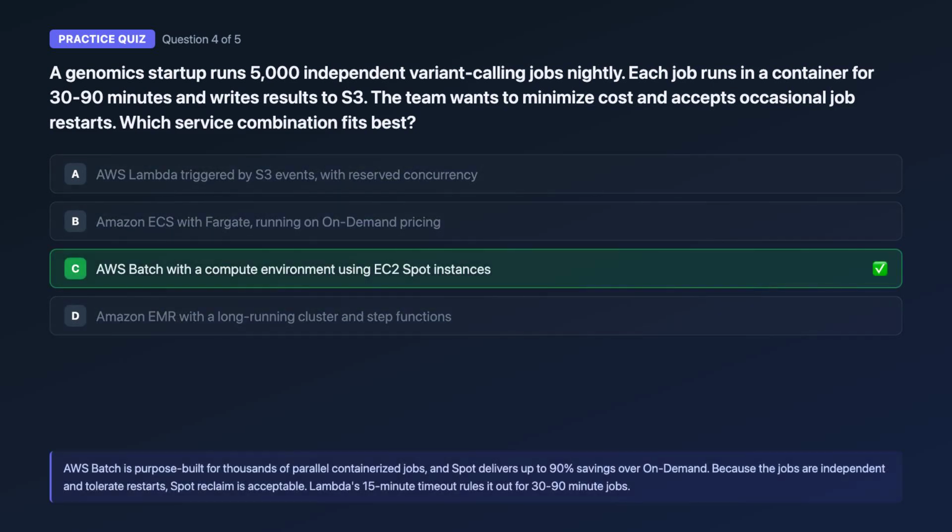The answer is C. AWS Batch is purpose-built for thousands of parallel containerized jobs, and Spot delivers up to 90% savings over on-demand. Because the jobs are independent and tolerate restarts, Spot reclaim is acceptable. Lambda's 15-minute timeout rules it out for jobs running 30 to 90 minutes.